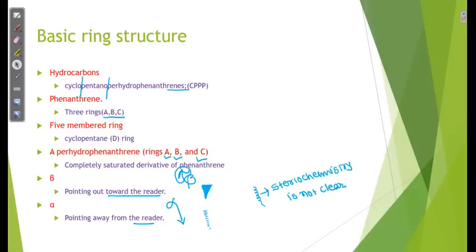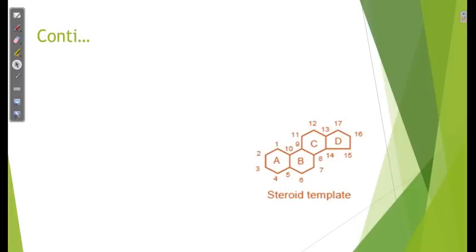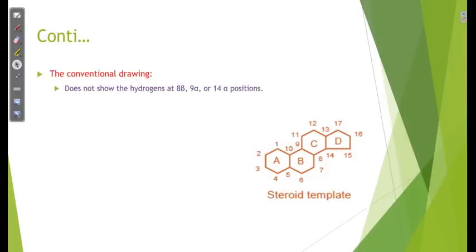Let us go ahead. In the case of the steroidal template, that is our gonane, the conventional drawing does not show the 8th position, 9th position and 14th position. So this is the 9th position, this is the 8th position, this is the 14th position. This line, if you extrapolate, goes downward. The downward is nothing but alpha. This line is also going downward, that is alpha. And this line is going up, so this is beta.